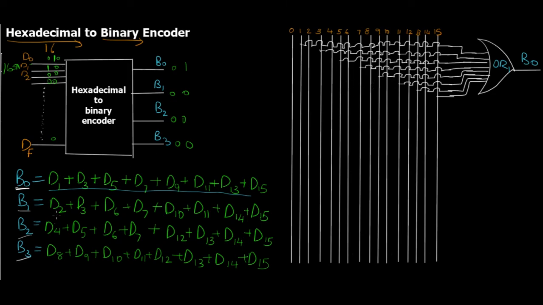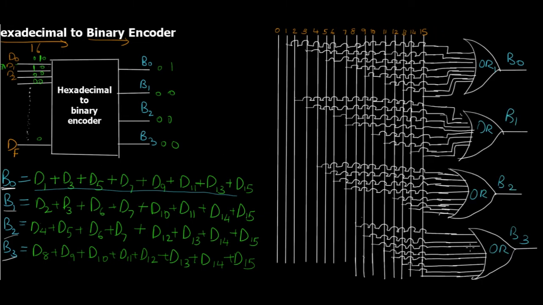You can easily pick out D2, D3, D6, D7 for the B1 line, and likewise for the B2 line and the B3 line, and draw 4 more OR gates. So let's see how that goes. Okay, so this is the complete circuit diagram of the hexadecimal to binary encoder. You can see there are a lot of circuit lines, but it is very easy. We just have to connect the respective circuit lines for the corresponding output, and you can pause this video and draw it out yourself.